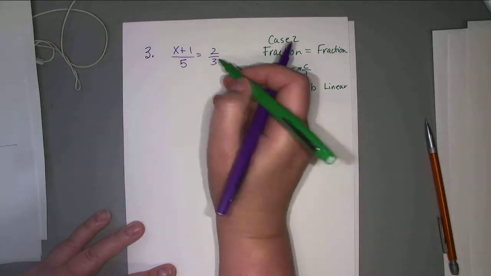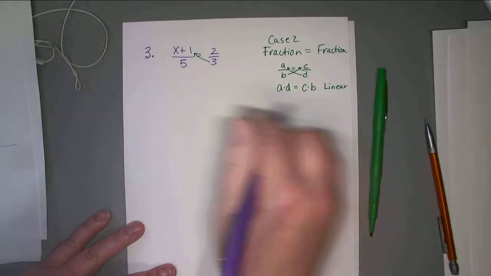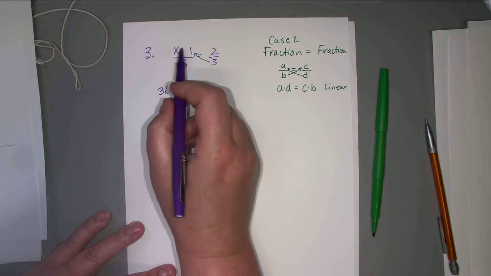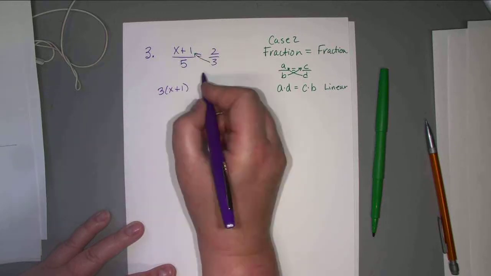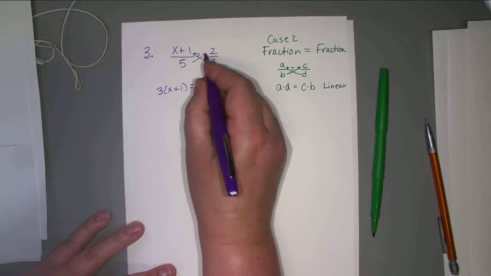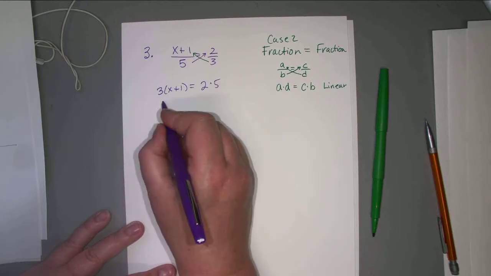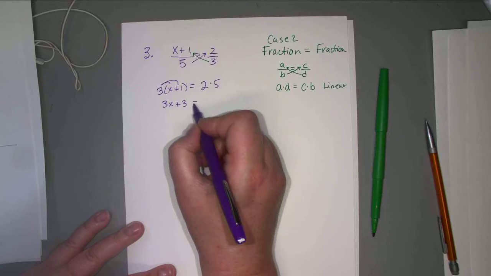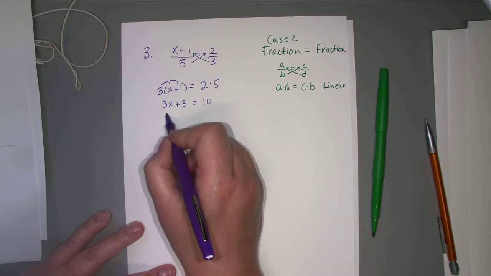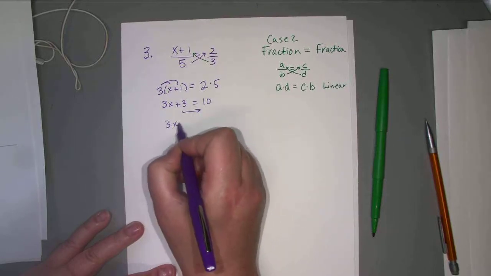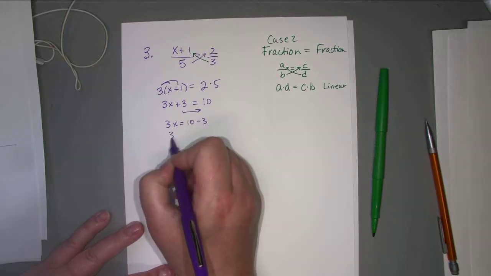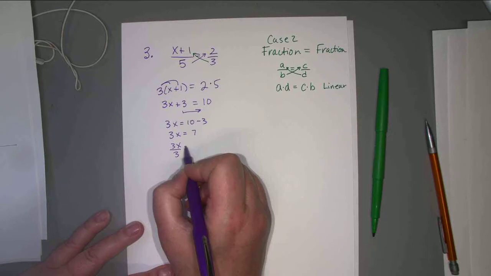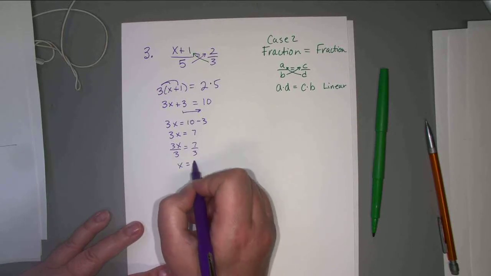Okay, so our example here, we're going to multiply the 3 times the x plus 1. Make sure you put a bracket around the x plus 1, because the 3 is going to multiply by the whole thing, equals 2, and we're going to multiply that 5. So here we have 3x plus 3. And 2 times 5 is 10. Move the 3 over. And we'll get 7 over 3.